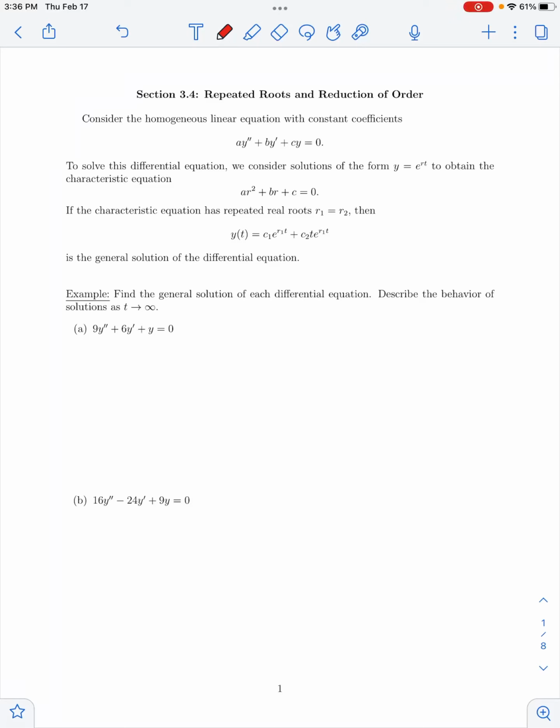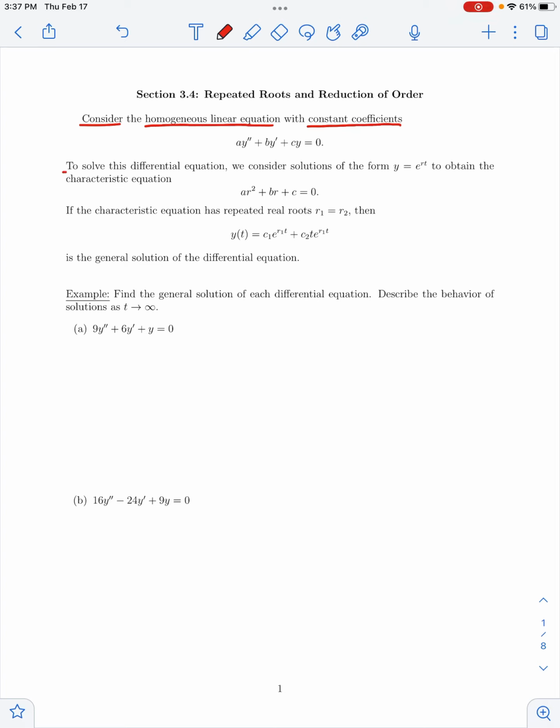Okay, in this lecture, we're going to start our section 3.4 material on the case of repeated roots of the characteristic equation and a method called reduction of order. So let's start by considering the same sort of problem we've been working with throughout chapter 3. That is, let us consider a homogeneous linear equation that has constant coefficients, something like ay double prime plus by prime plus cy equals 0.